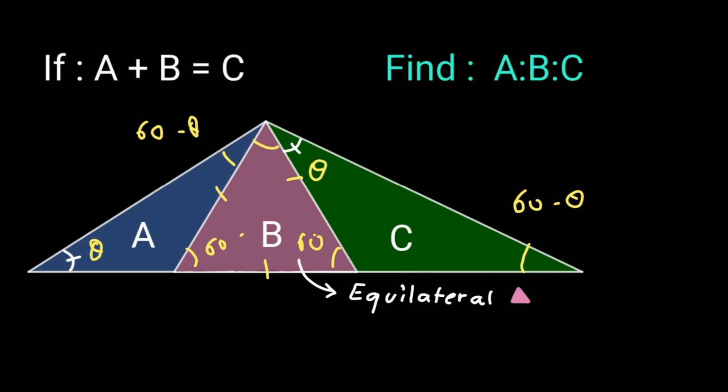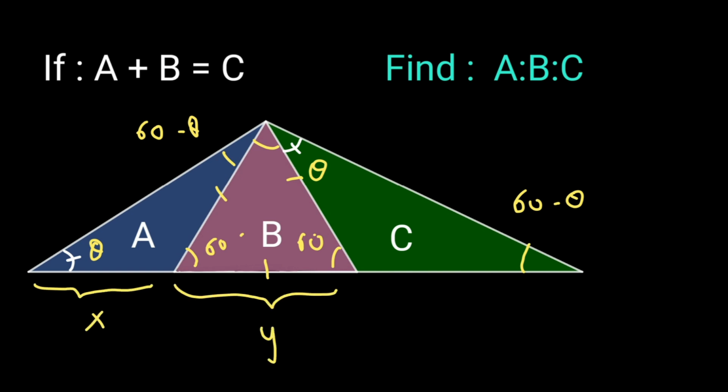So here in the diagram we have marked all the required angles. Now let us mark the side lengths. So I will take the base of this blue triangle as a variable x. The base of the pink triangle I will take as variable y, and the base of the green triangle as a variable z. Now we can see that the pink triangle is an equilateral triangle. We have taken one of its sides equal to y, hence all the three sides should have a value y.